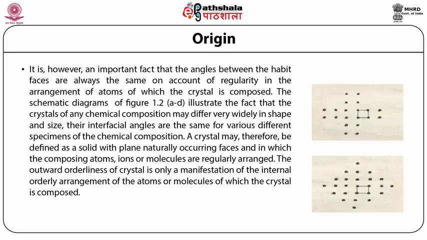A crystal may therefore be defined as a solid with plain naturally occurring faces and in which the composing atoms, ions, or molecules are regularly arranged. The outward orderliness of a crystal is only a manifestation of the internal orderly arrangement of the atoms or molecules of which the crystal is composed.